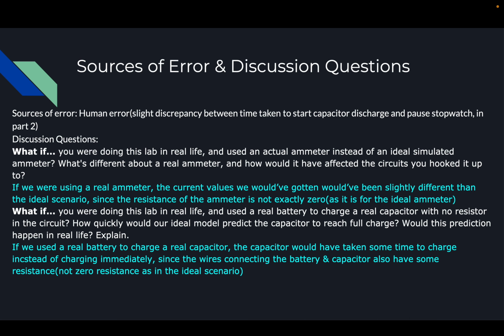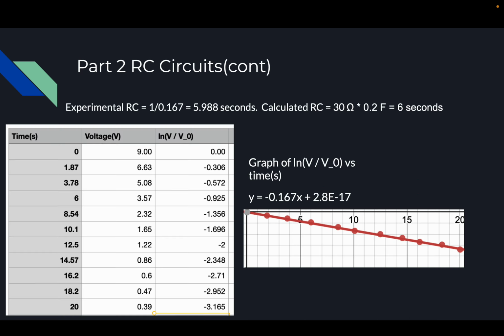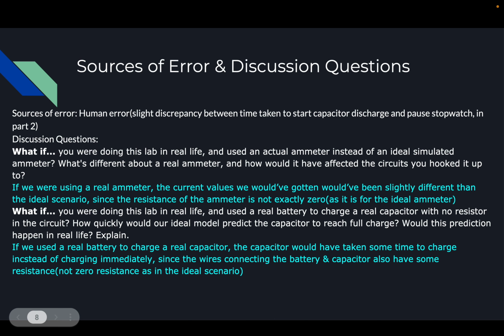So then some sources of error. For calculating the data here, it took a little bit of time discrepancy to pause the stopwatch and then to start the capacitor discharge. That's human error there that could have altered that and caused a little difference there.